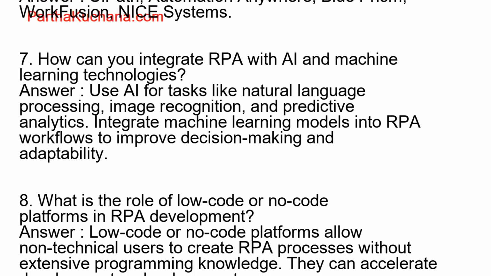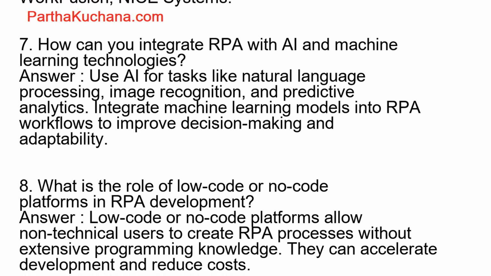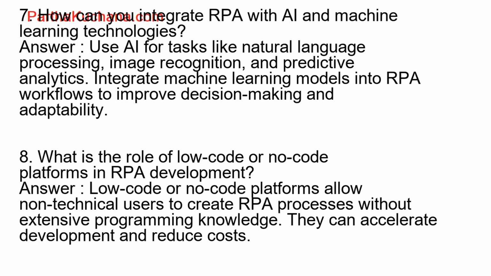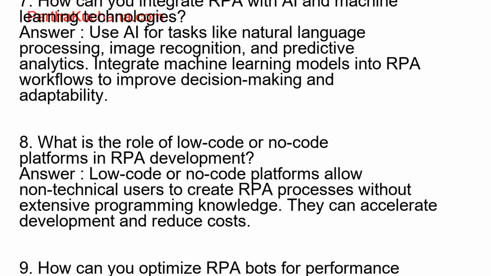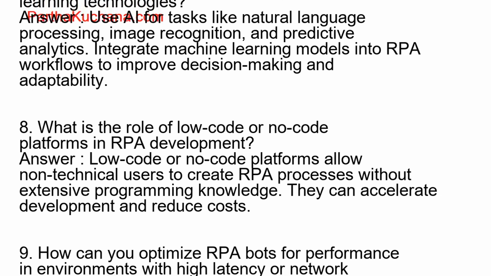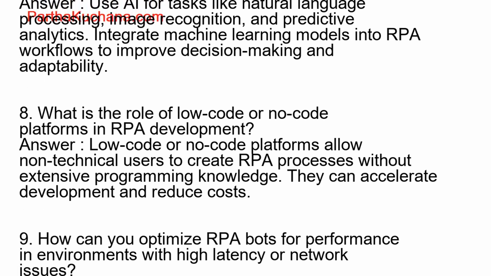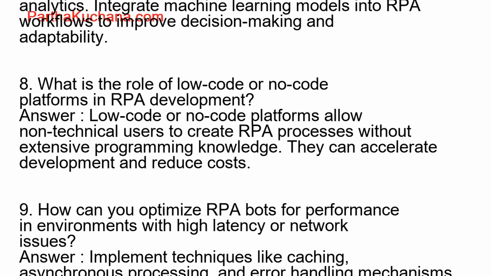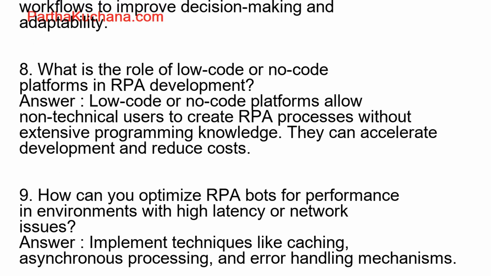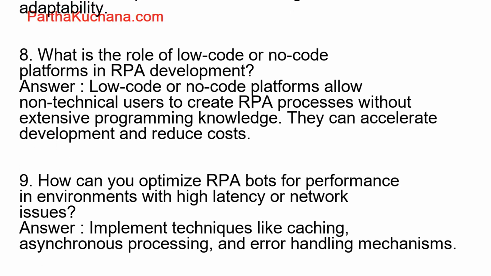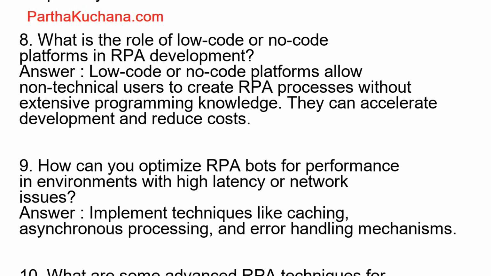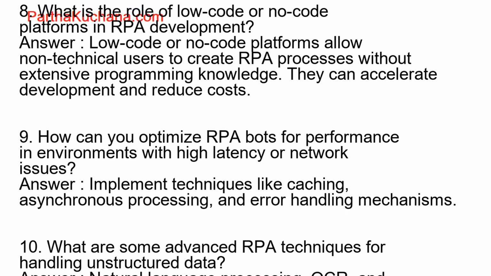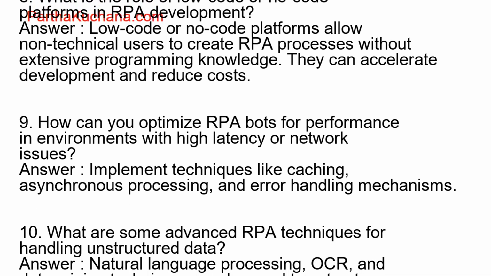10. What are some advanced RPA techniques for handling unstructured data? Answer. Natural language processing, OCR, and data mining techniques can be used to extract information from unstructured sources like documents, images, and audio. 11. How can you ensure data security and privacy in RPA implementations? Answer. Implement strong access controls, encryption, and data masking techniques. Comply with relevant data privacy regulations.